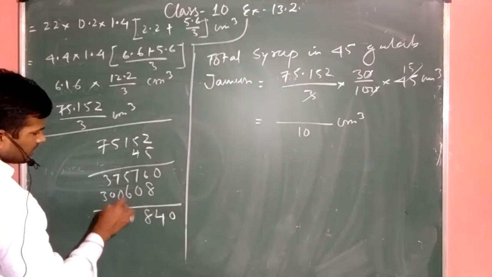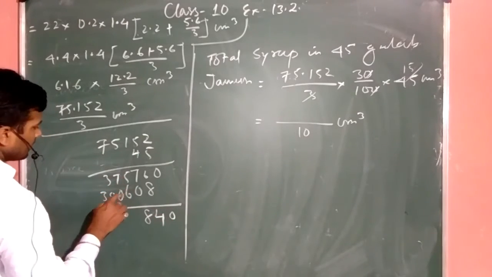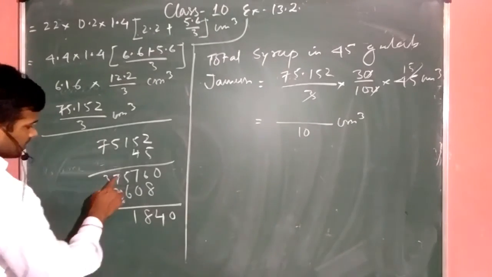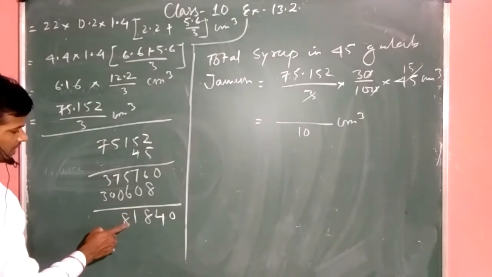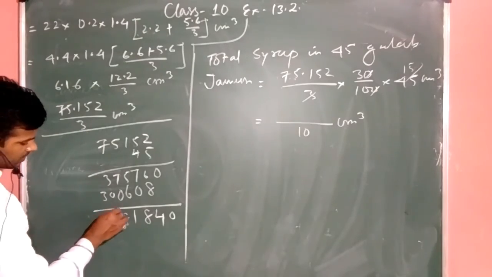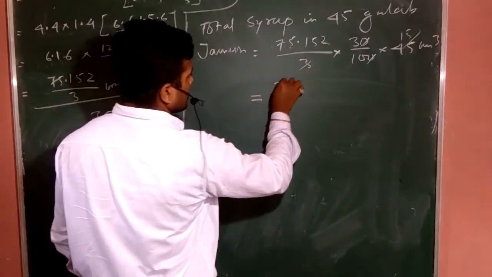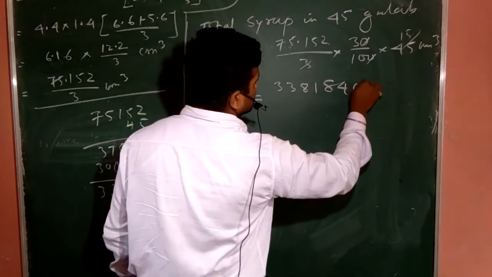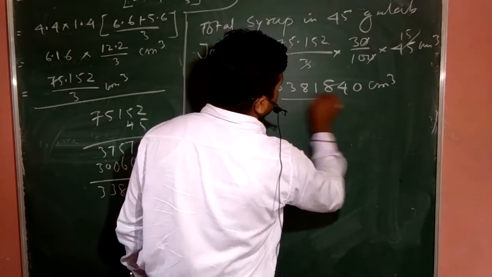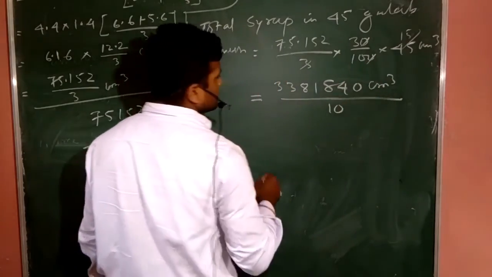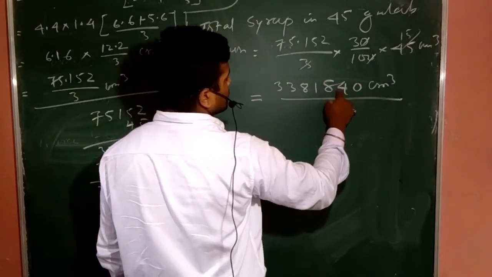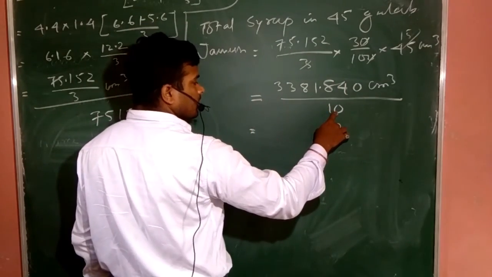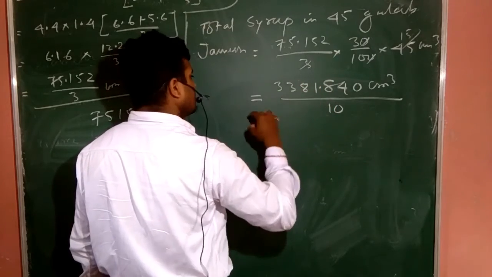7 and 1, 8. 5, 6, 5, 5, 10. 1, 11. And 7 and 1, 8. 8, 7 and 1, 8. 3 and 3. So we are getting 3381840 centimeter cube divided by this 10, and here 1, 2, 3. So 1, 2, 3, point is here. So since we have 1 0 more at the base, this point will jump to the left side again.